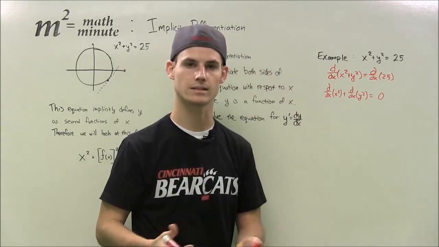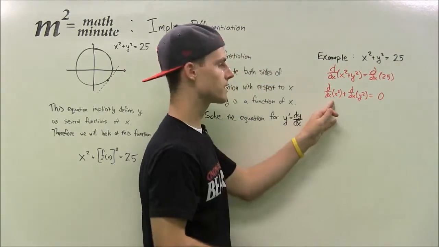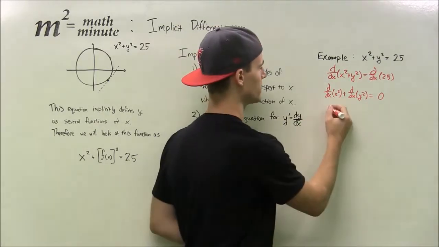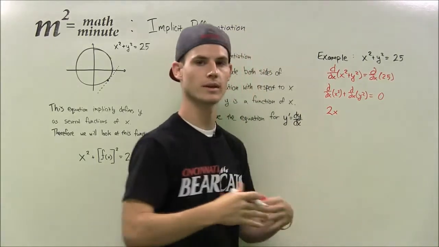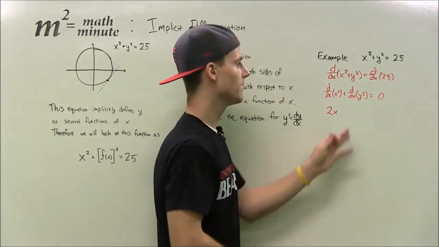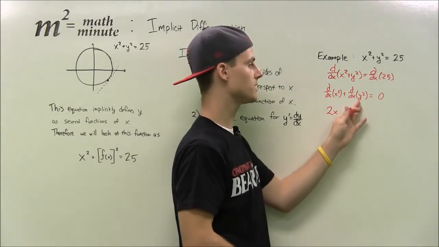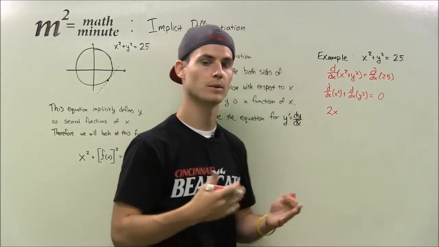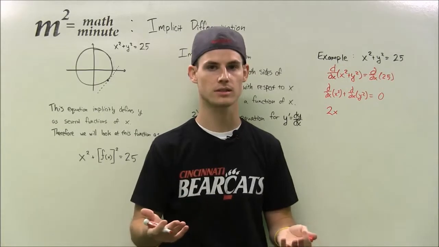The derivative of a constant is 0. So this is an easy one. We're taking the derivative with respect to x of x squared. We know that that is 2x. That's the power rule, one of the first things we learned. Now this here, notice how we're differentiating this y squared with respect to x. But remember that y is just a function of x.